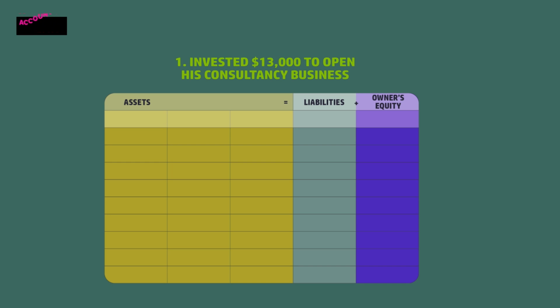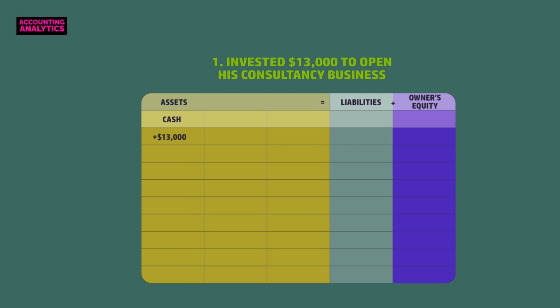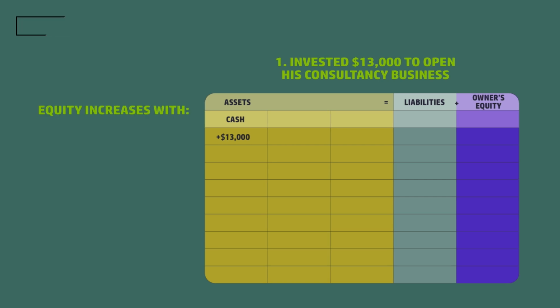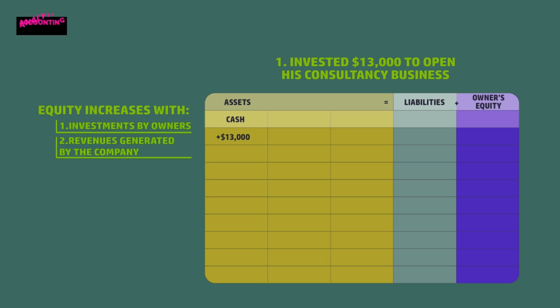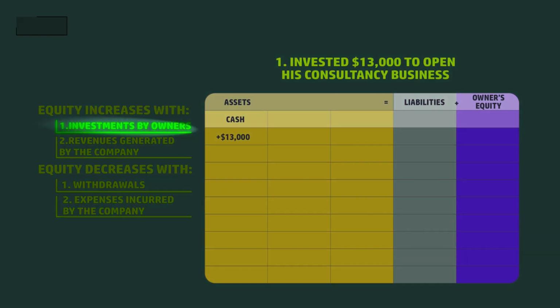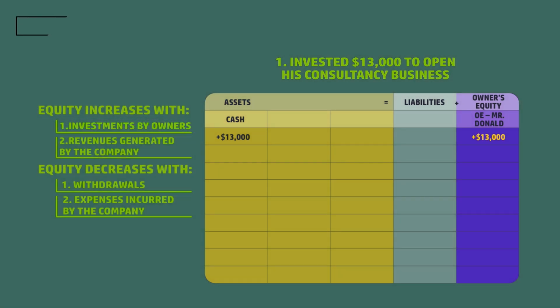So he invested $13,000 in cash in the business. So the cash account of the business will increase by $13,000. As we said previously, the equity account increases with investments or revenues and decreases with withdrawals and expenses. So here there is an investment by the owner, so the equity account will increase by $13,000.